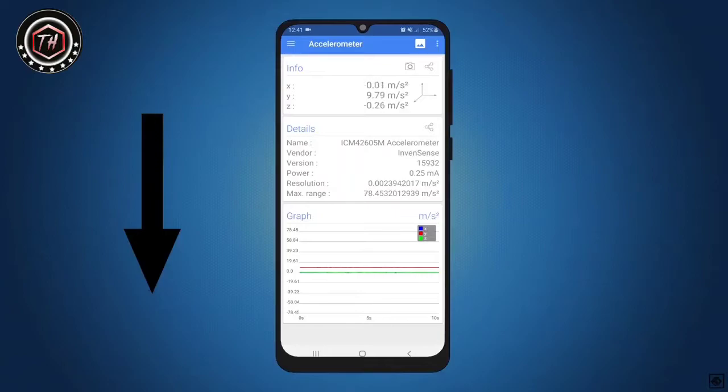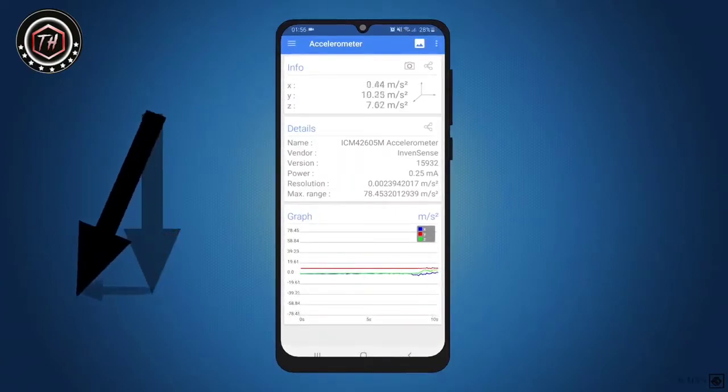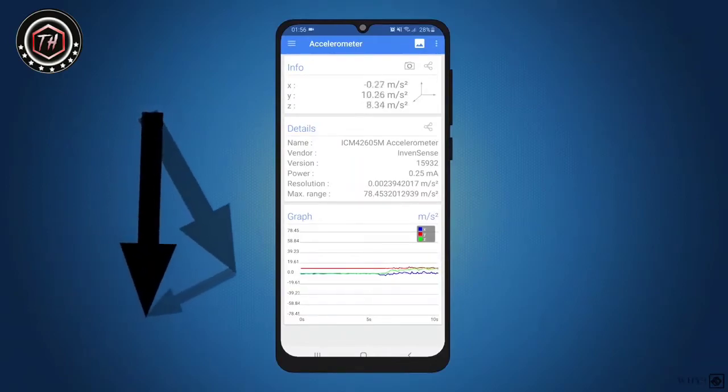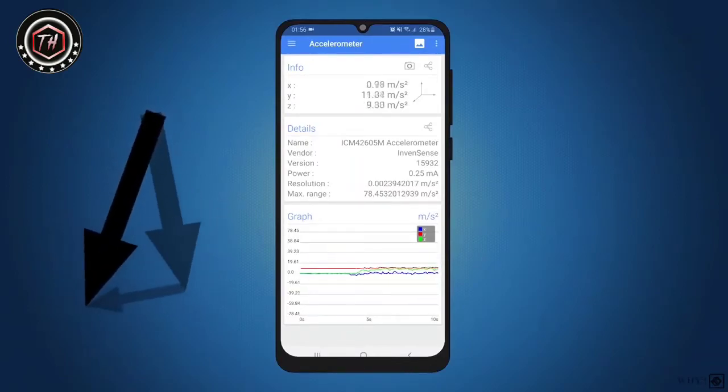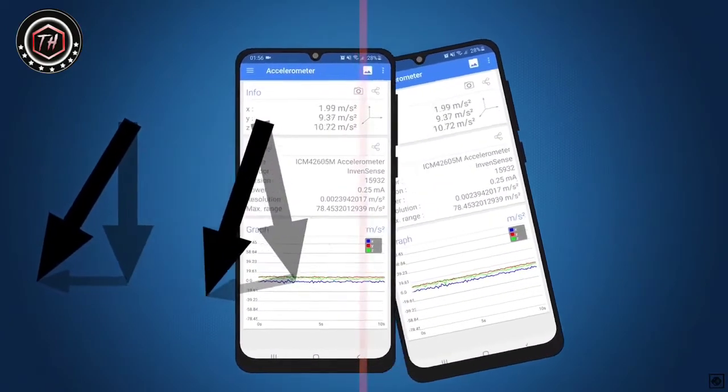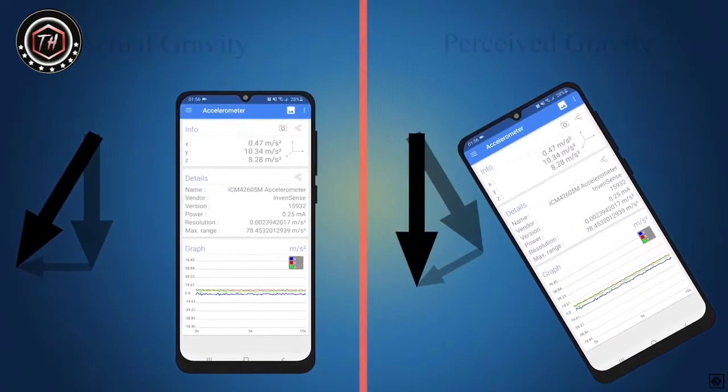So, could we use the accelerometer to detect the phone's rotation? Well, no. Once you start actually moving the phone, it becomes impossible to tell which acceleration is true acceleration and which is the gravitational acceleration. The accelerometer will actually detect the perceived gravity, not the actual gravity or acceleration.